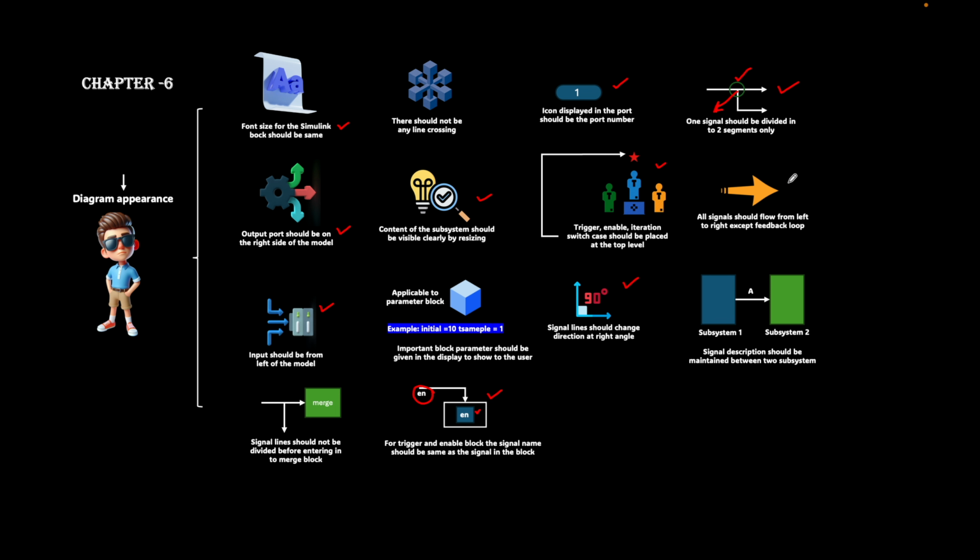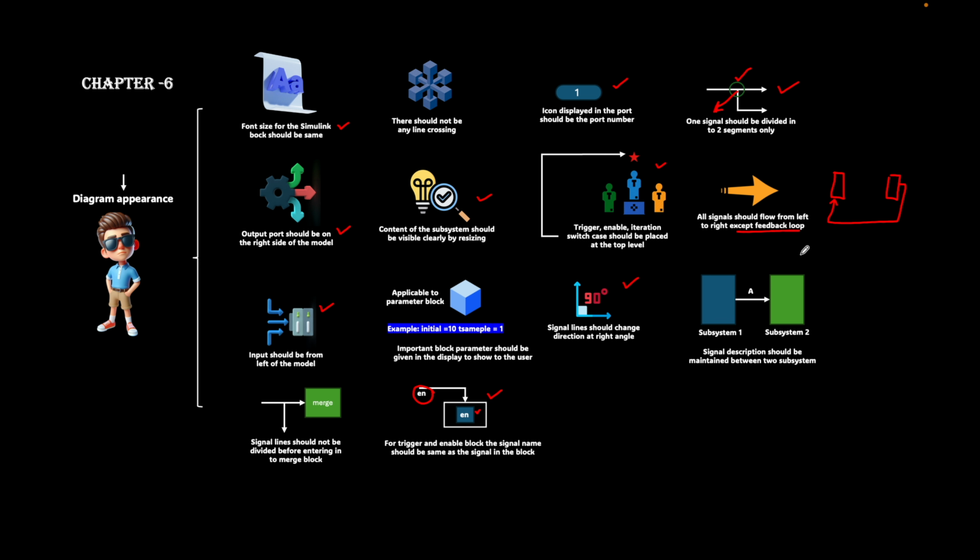That will be checked in the advisory check, and all signals should flow from left to right. Whatever signals are present inside the model, they should flow from left to right. There is an exception over here. Suppose you have a feedback control system. So you have a block here and you have a block here. In this case, suppose you do this type of implementation, so the arrow is moving backward. In this case, it is allowed, because it is a feedback control system. In other cases, it is not allowed.